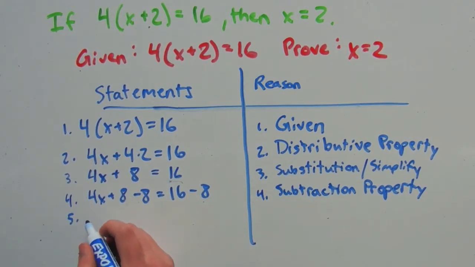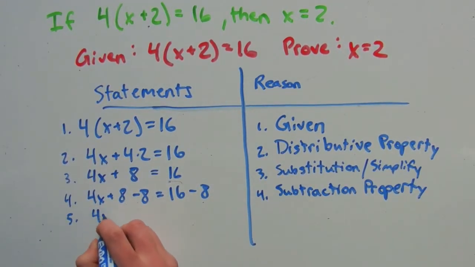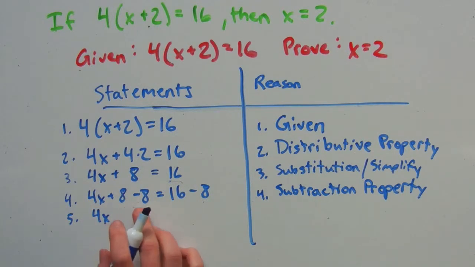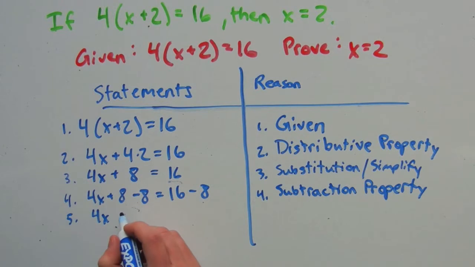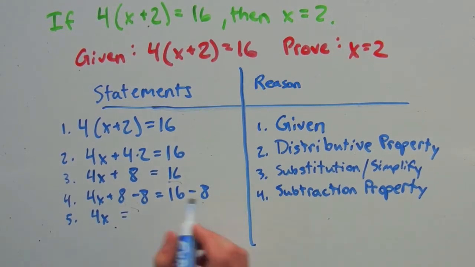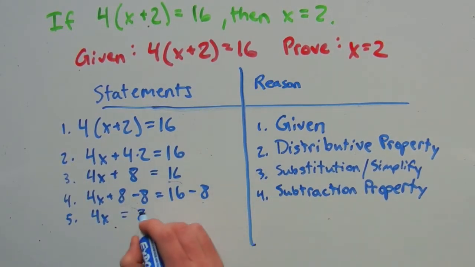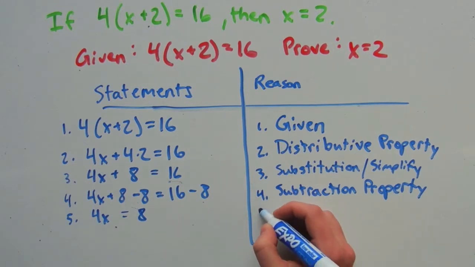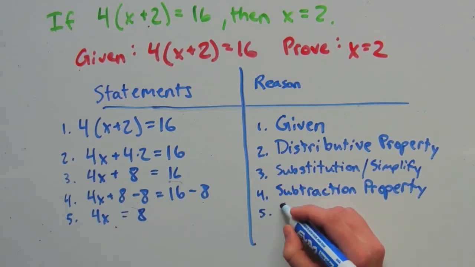And again, we're going to substitute or simplify. So this is going to be 4x. 8 minus 8 is 0. And anything plus 0 is what we originally had. So 4x. And 16 minus 8 is 8. So again, this was substitution or simplify.